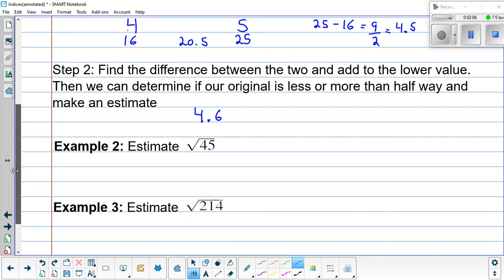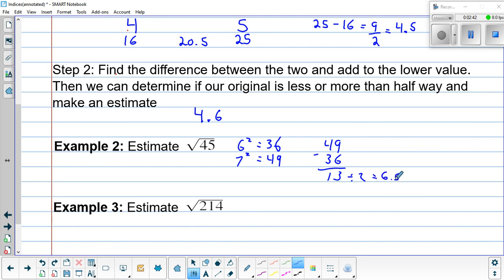All right. So next one, we have the square root of 45. So what are some square root numbers? Well, we have 6 squared is 36. And we have 7 squared is 49. One thing I'm going to notice is it's closer to this 7 squared. So let's just see what happens when we do 49 minus 36. We're going to find that's 13. And if we divide that by 2, we'll find that that is 6.5.